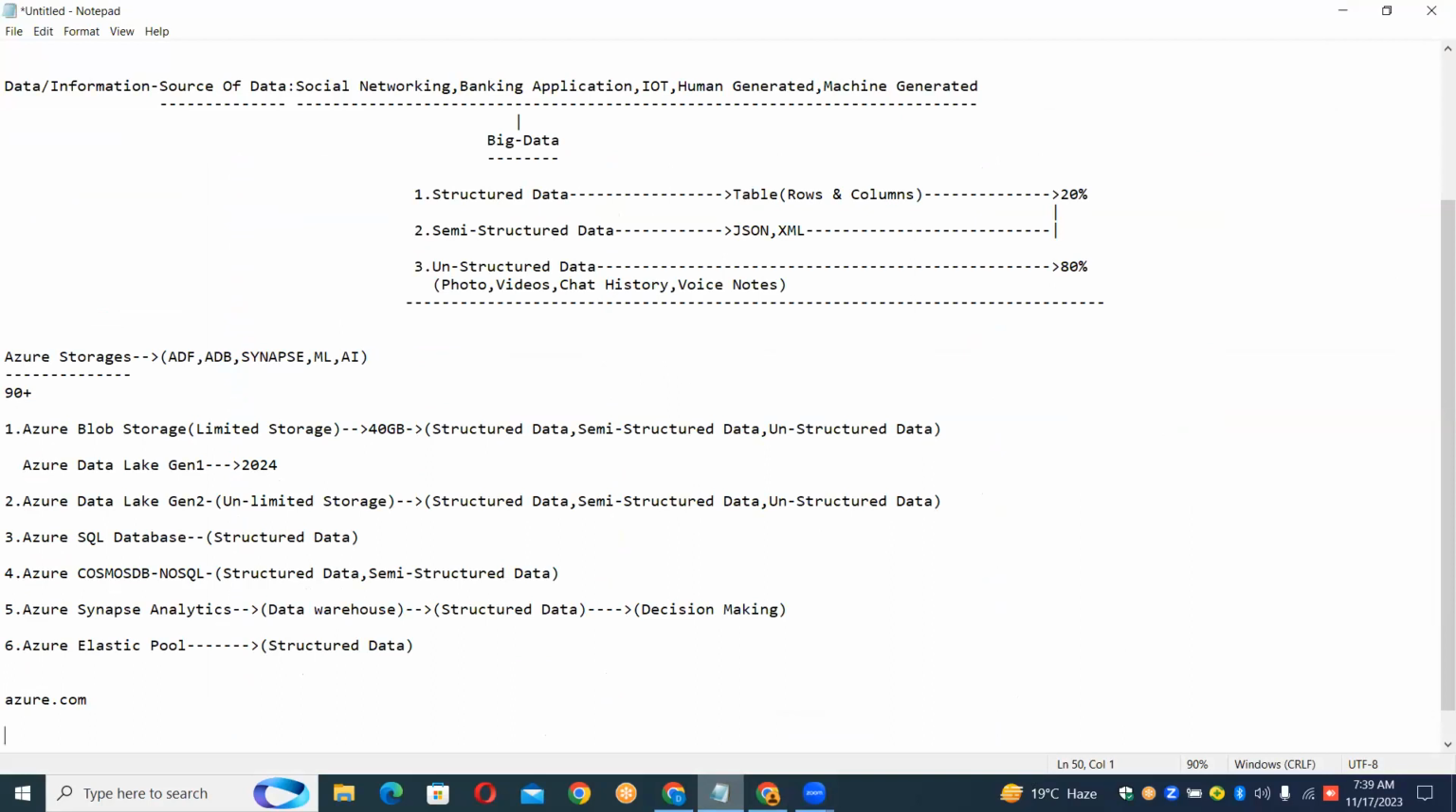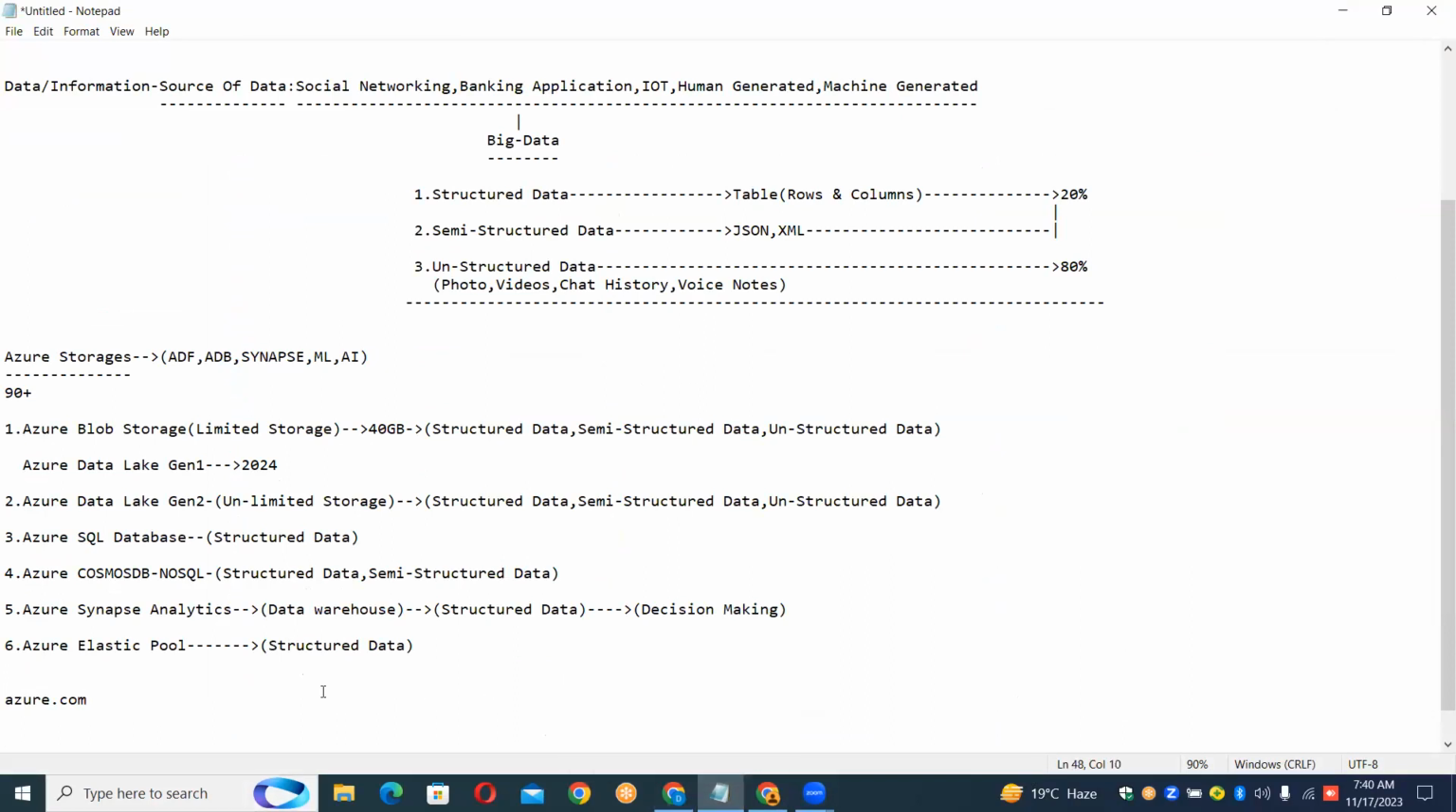When you talk about Azure, these storages you can use in Azure Databricks, Data Factory, Synapse, Machine Learning, AI, Azure Fabric, whatever type of thing we have, we can use it here. So these are all the storages we have in Azure.